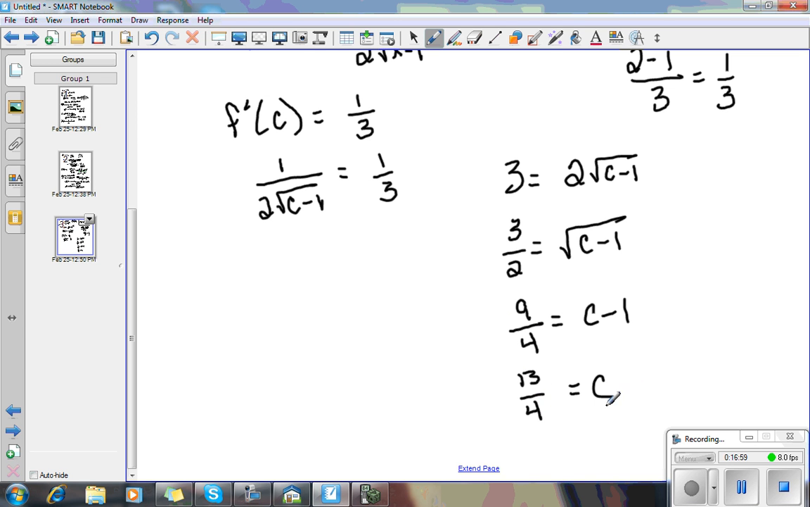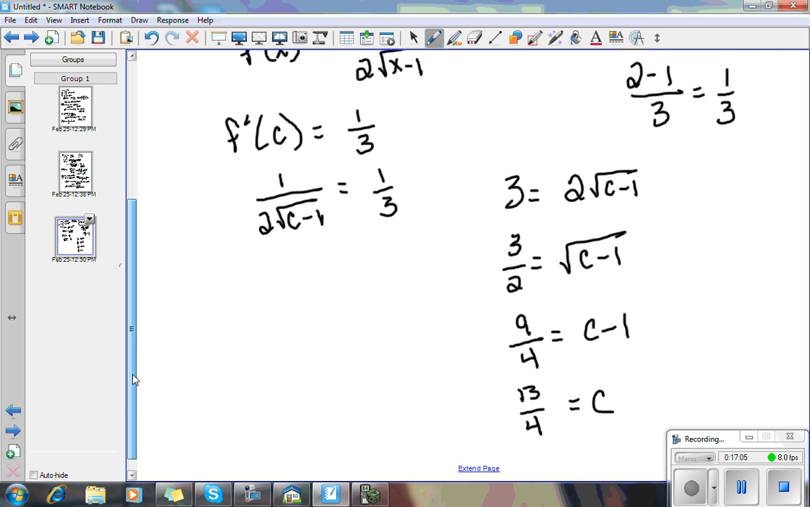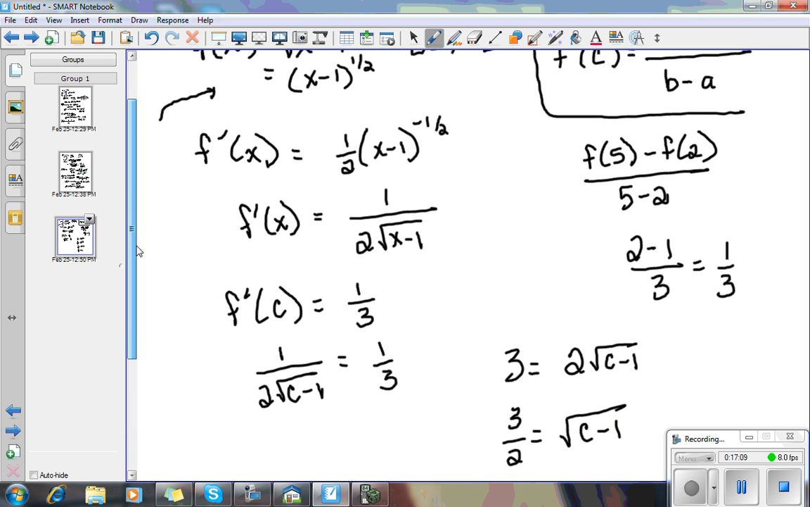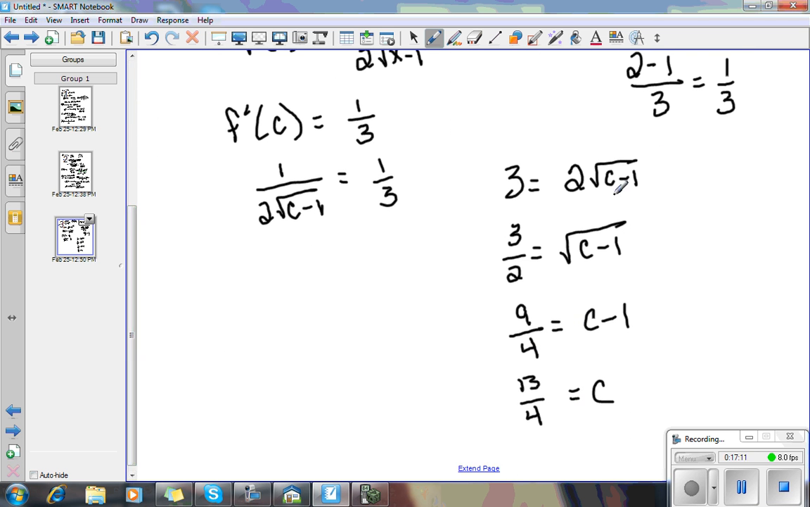equals c. So this would be the value, which indeed is in my interval, that would be the value where the average slope equals the exact slope, or the instantaneous, if we want to think of it that way.